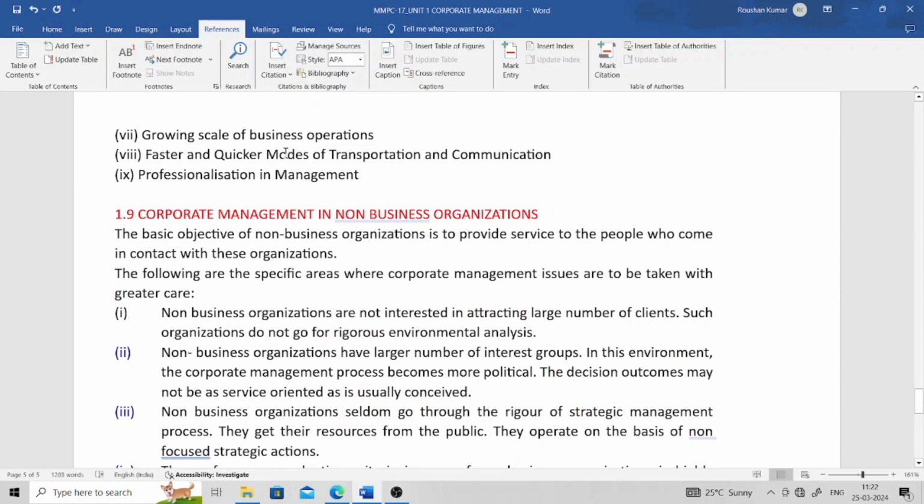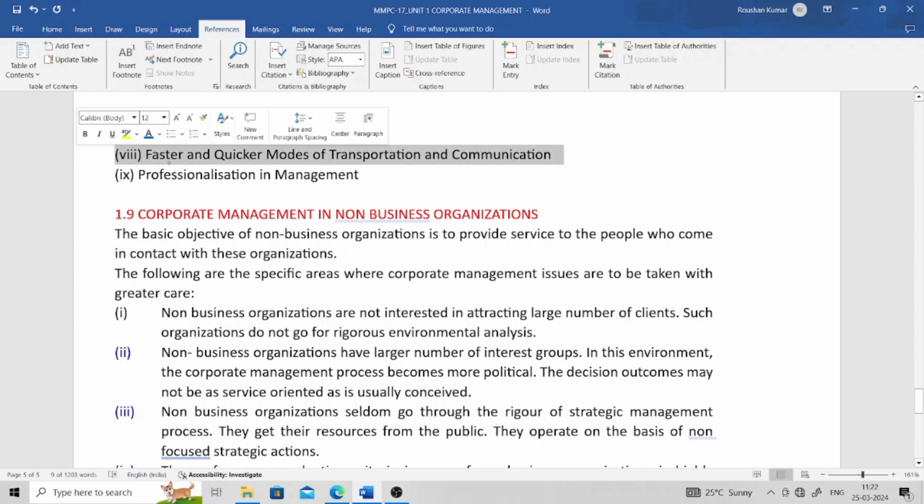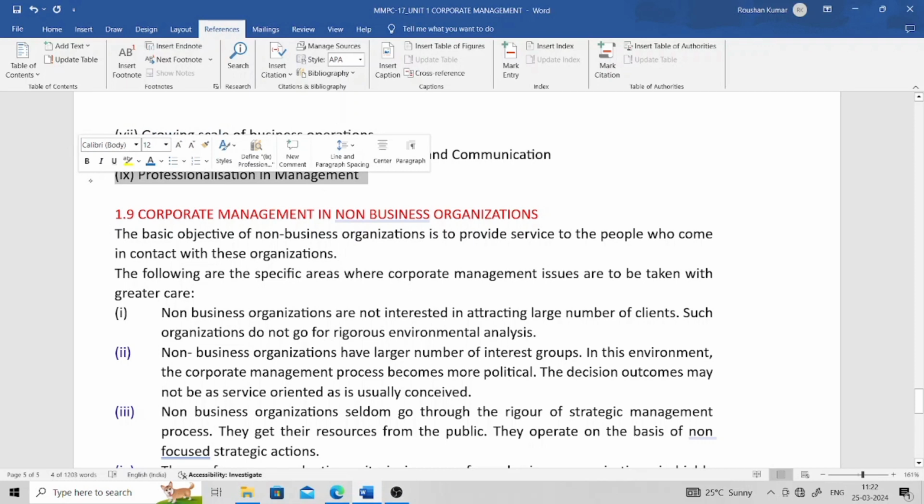Growing scale of business operations. The scale is also growing, so corporate management is important. Faster and quicker modes of transportation and communication also affect this. Then professionalism in management. Due to all these reasons, there is a need for corporate management.